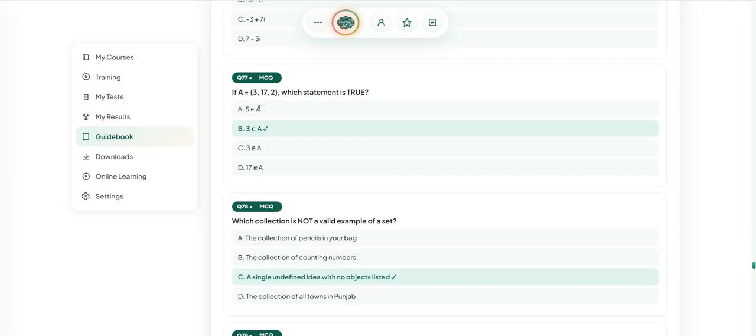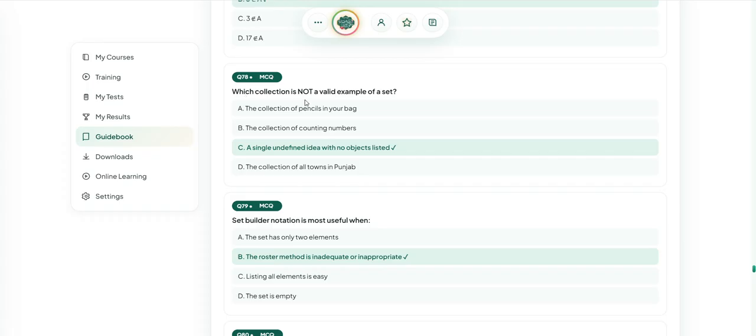If A = {3, 1, 7}, which statement is true? 3 is an element of A.